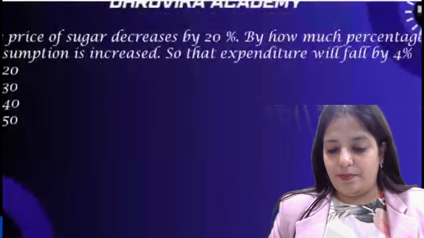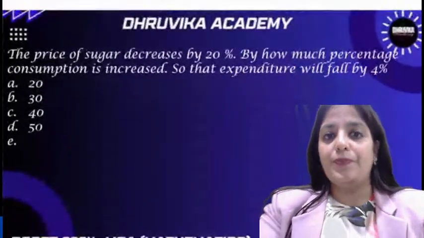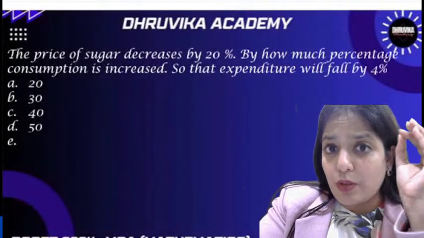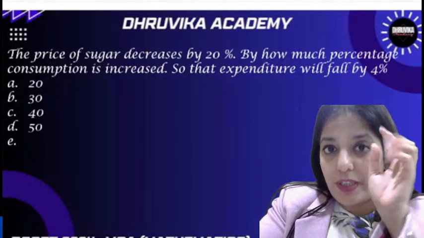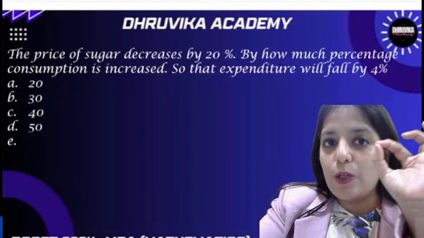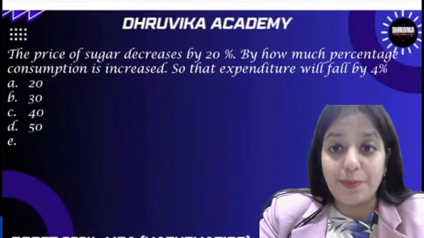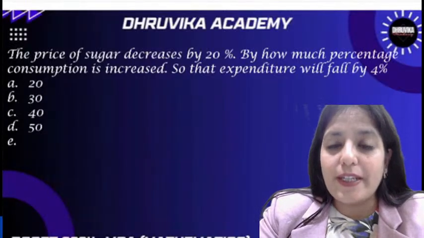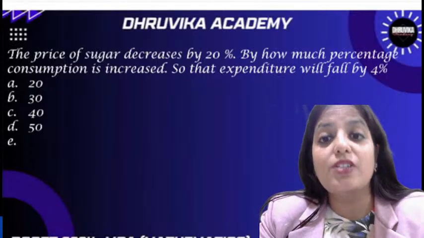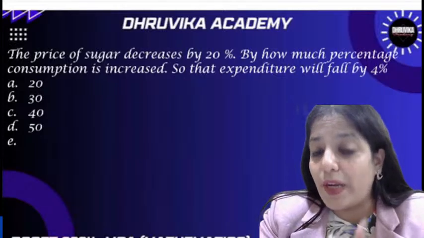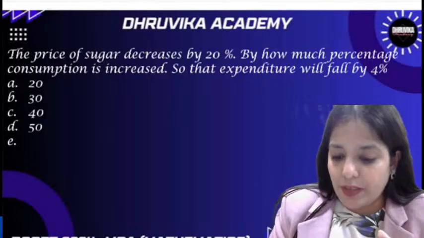Similar pattern. This type of question you will find in your exams. See, what are they saying? The price of the sugar decreases by 20%. Okay, so by the first statement, what do you understand? Price is decreasing by 20%. That means it is indicating about expenditure also. So by whatever percentage price is decreasing, expenditure will also decrease, keeping quantity constant. Okay, so keeping that assumption in mind, let's frame the situation.